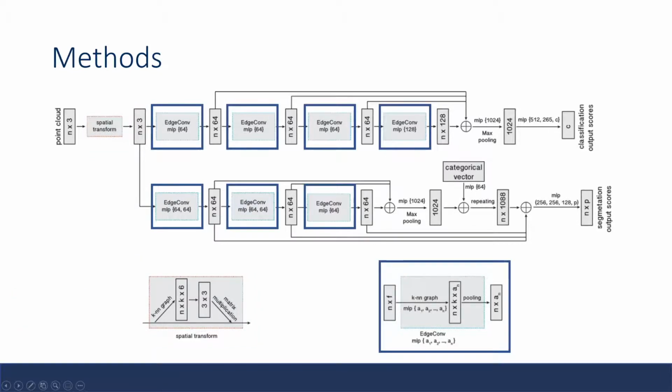After that, there's a series of edge-conv operations. And these edge-conv operations take the principle that you're going to construct a k-nearest neighbor graph.